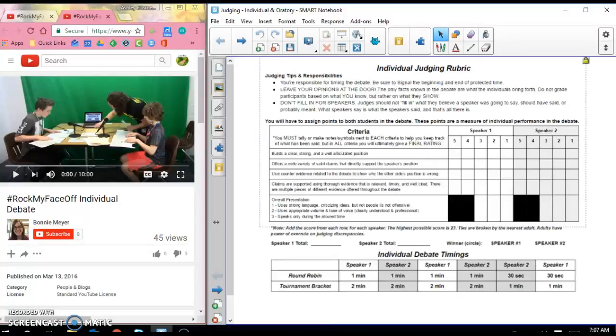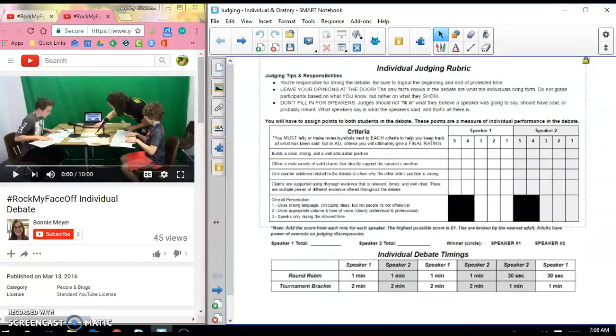Hi, this is a quick video to discuss individual and team judging. The rubric that you see in front of you is the individual judging rubric, but it's identical to the team judging rubric. The only difference is that you are judging two people together during team, as opposed to one person at a time during individual.